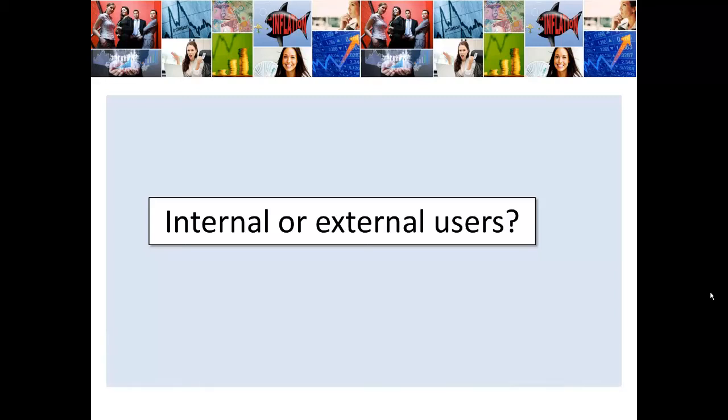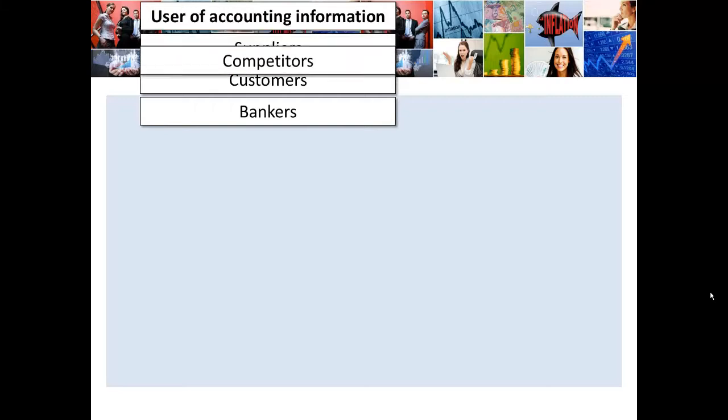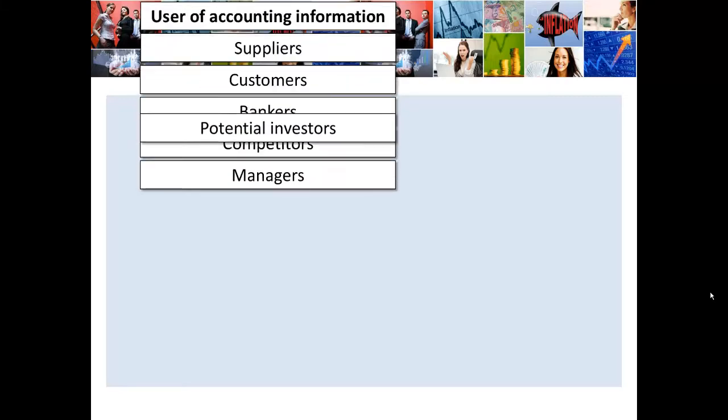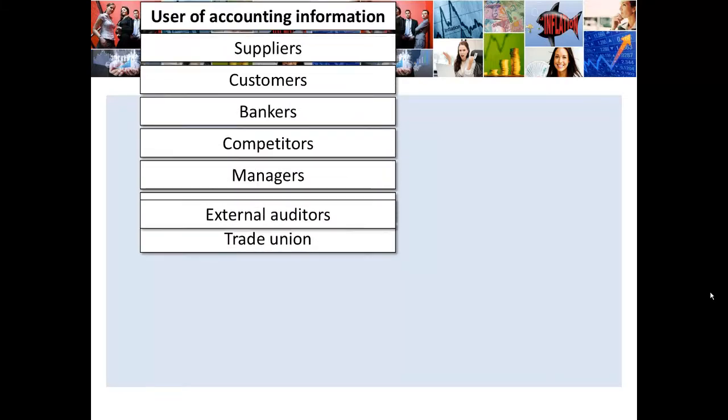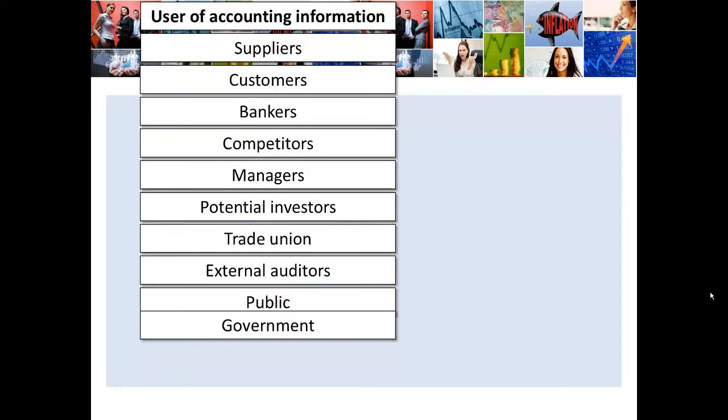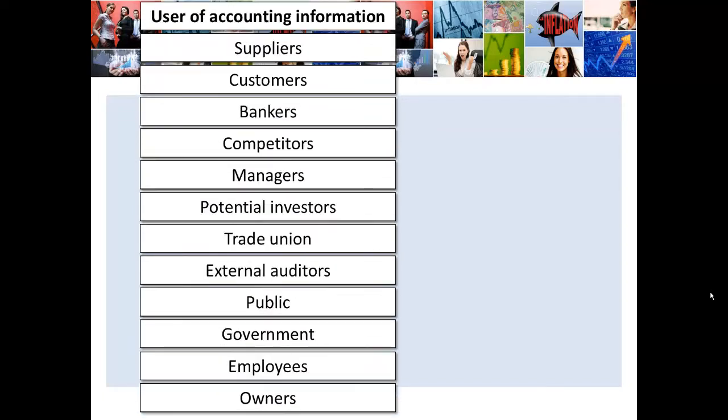Now, you have a go here. Are these internal or external users? Get your pen and paper ready, please. Users of accounting information, the different groups we have here: suppliers, customers, bankers, competitors, managers, potential investors, trade unions, external auditors, public, government employees and owners.